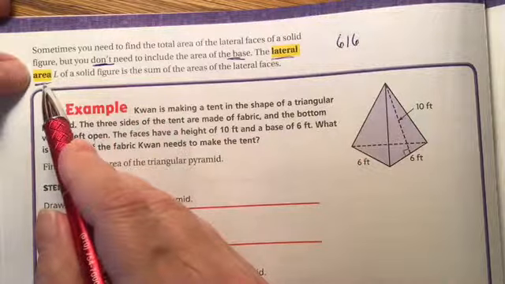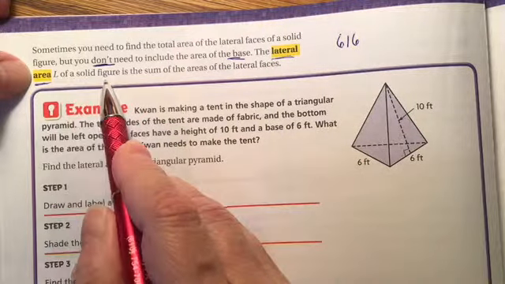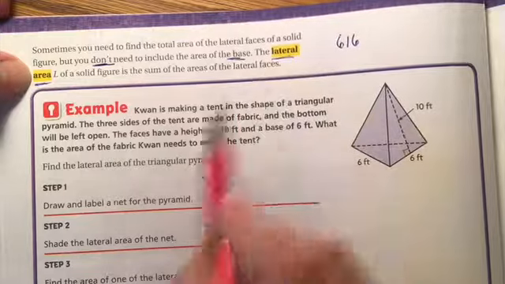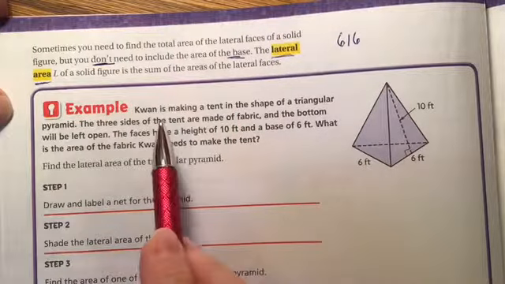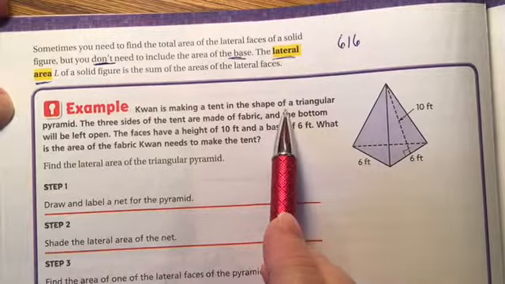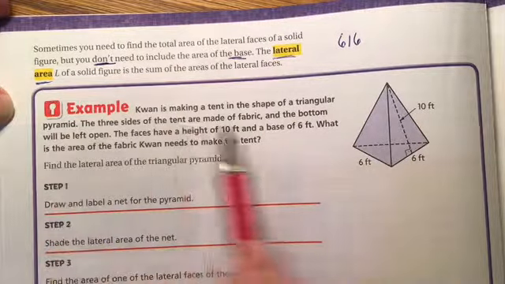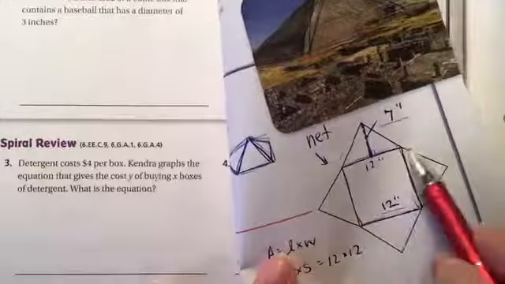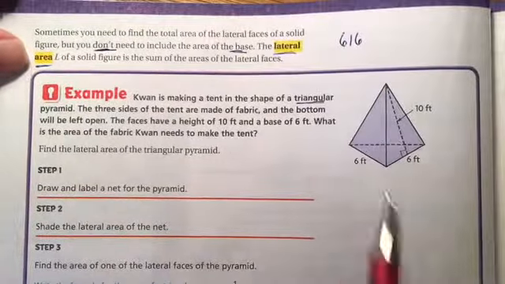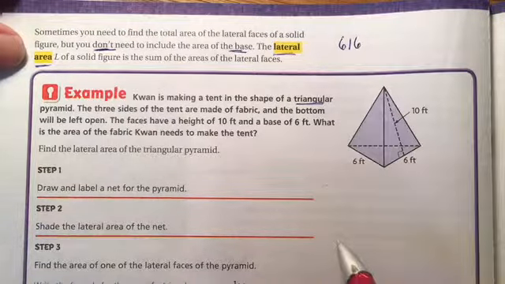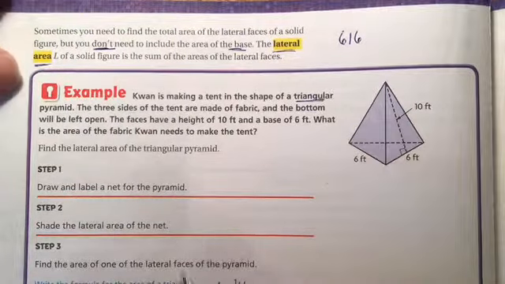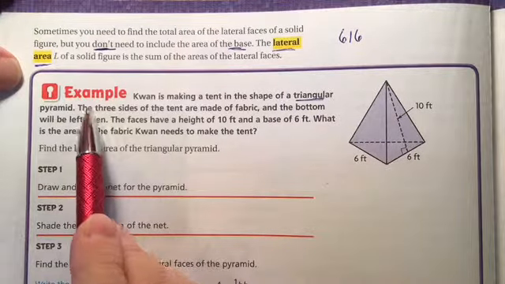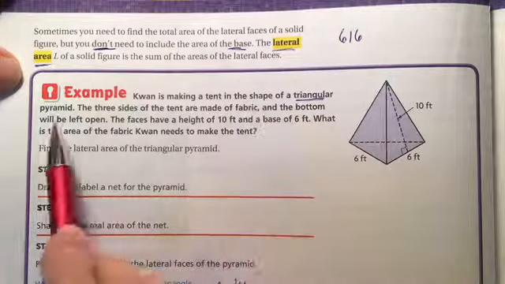The lateral area, L, of a solid figure is the sum of the areas of the lateral faces. So this is an example here. Quan is making a tent in the shape of a triangular pyramid. Now remember, pyramids are named by their base. On the other page, I had a square pyramid, where the base was a square. Here, it's a triangle. So this triangle down here is my base, and then I have triangular sides. The three sides of the tent are made of fabric, and the bottom is going to be left open.